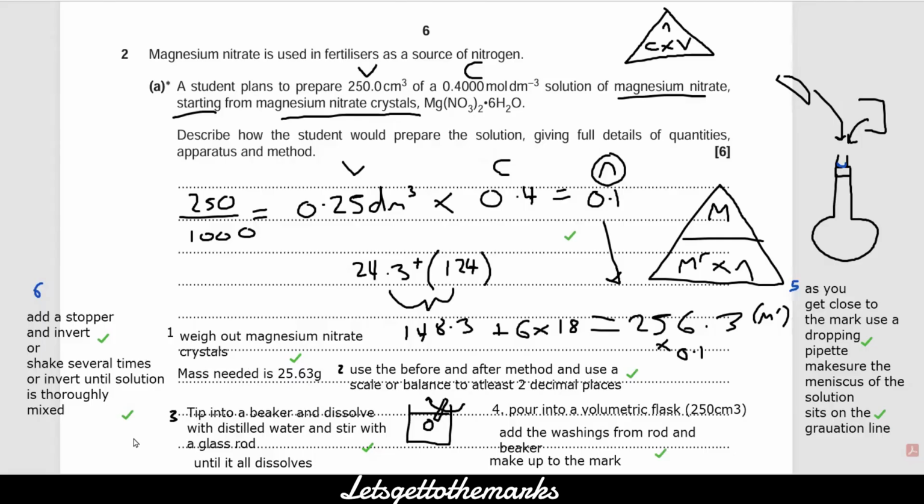If you missed out a couple of those little things like using a dropping pipette there or making sure your scale goes to 2DP, you might still get all 6 marks as long as you included some of the things to make it accurate, like including the washings and things like that. Anyway, you know what to do.